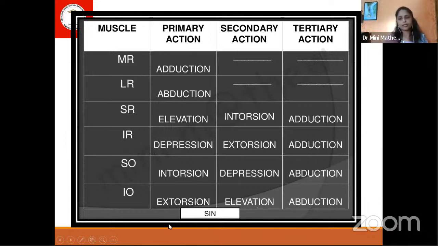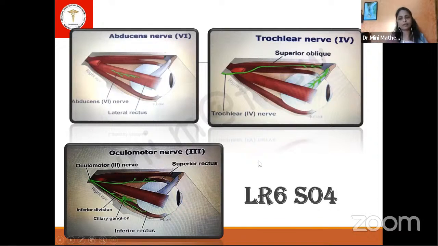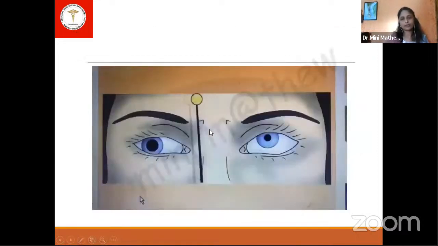You must remember the code of SIN, which indicates that all superiors, that is superior rectus and oblique, are intorters, and RAD, which says that recti are adductors. So basically, this is what we have to remember. Now coming to the innervation, there is a time-tested code of LR6SO4, that shows that lateral rectus is innervated by the abducens, superior oblique by the trochlear nerve, and all the remaining by the oculomotor.